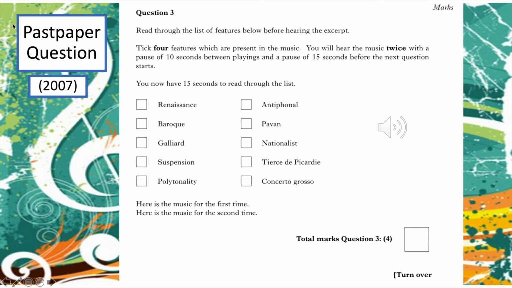Here we go. Question 3. Read through the list of features below before hearing the excerpt. Tick 4 features which are present in the music. You will hear the music twice, with a pause of 10 seconds between playings and a pause of 15 seconds before the next question starts. You now have 15 seconds to read through the list.